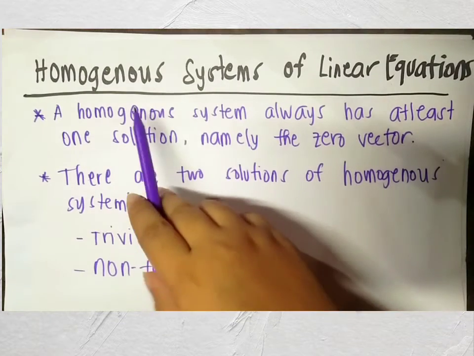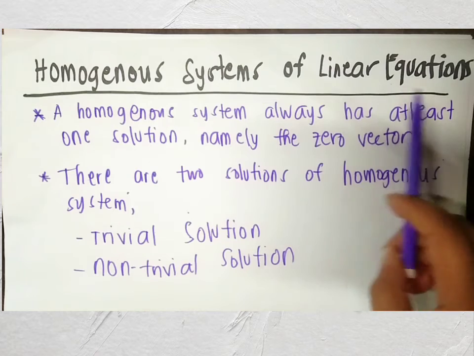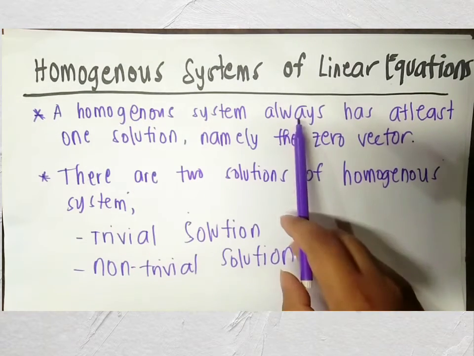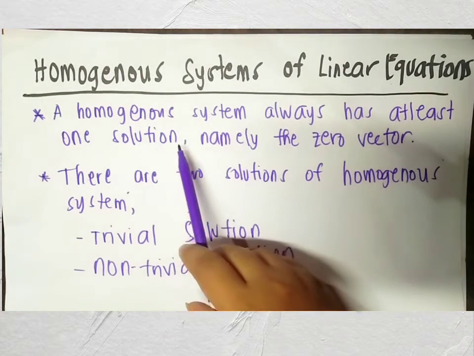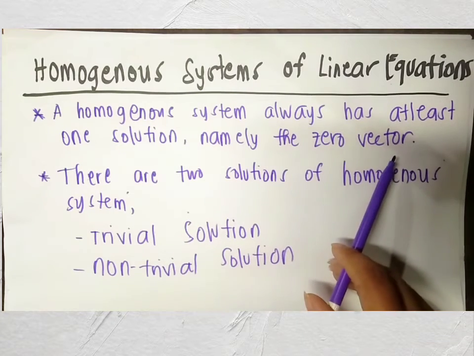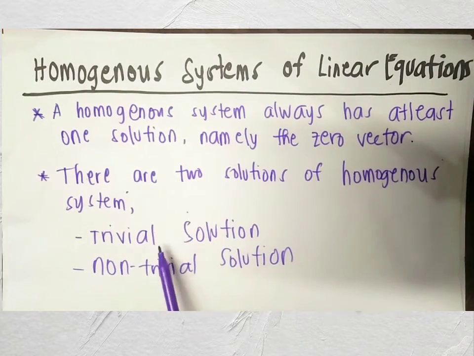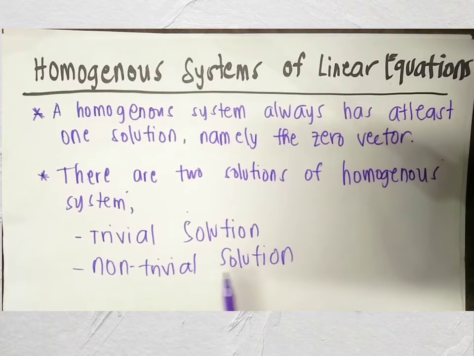So now, homogeneous systems of linear equations. A homogeneous system always has at least one solution, namely the zero vector, and there are two kinds of solutions of a homogeneous system, which are the trivial solution and the non-trivial solution.